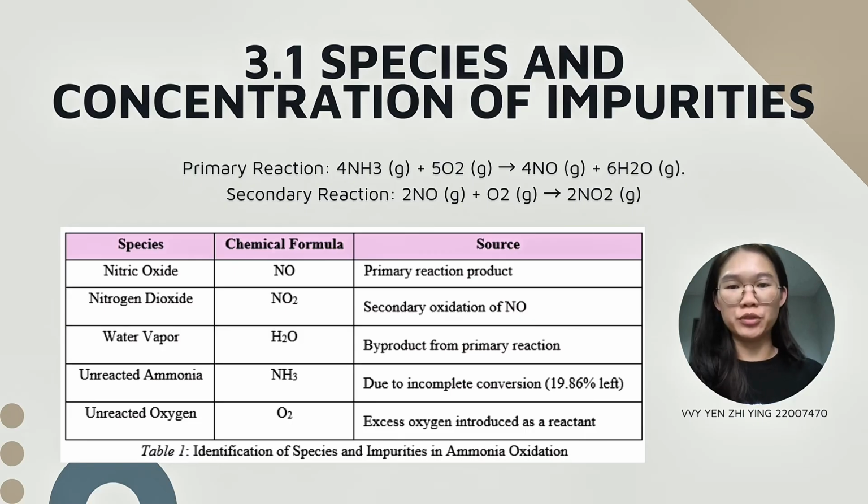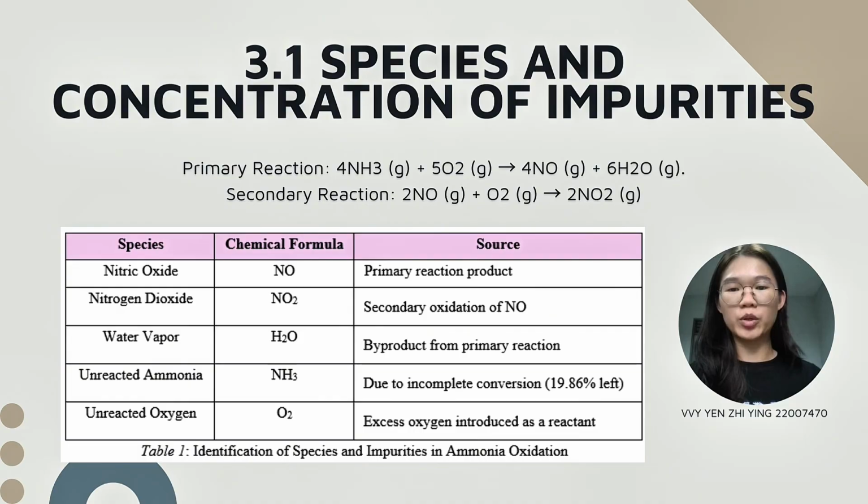Nitric oxide is produced through the catalytic oxidation of ammonia using a platinum-rhodium catalyst. This reaction takes place in a plug flow reactor (PFR) at 800 degrees Celsius and 2 atm, following the primary reaction to produce NO and water vapor. Apart from that, a secondary oxidation reaction occurs, forming nitrogen dioxide. As a result, the system contains several impurities. First, nitrogen dioxide from NO oxidation.